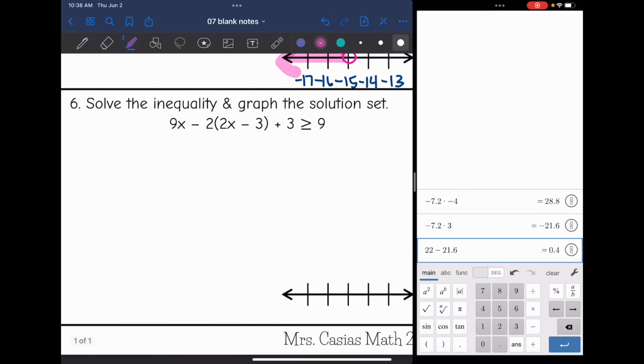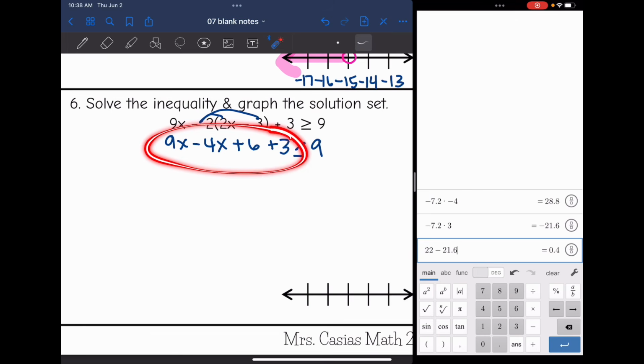Okay, last one, number 6. Have a bunch of simplifying to do on the left side of the inequality. So first thing I need to do is distribute the negative 2 just to the numbers inside the parentheses. So I'm going to bring down the 9x. Negative 2 times 2x is negative 4x. Negative 2 times negative 3 is positive 6. And then I bring down the plus 3 and greater than or equal to 9.